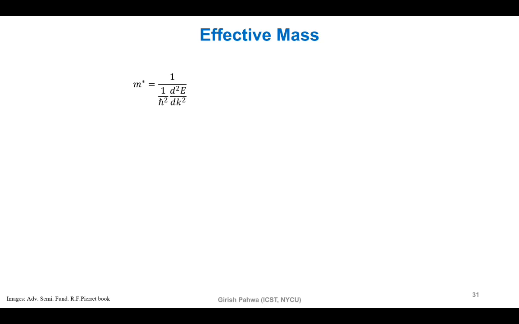What does this thing, d2y by dx2, give me? What does the double derivative denote? It denotes the curvature of y. If you have sharp curvature, this will increase. If you have less curvature, this will decrease.